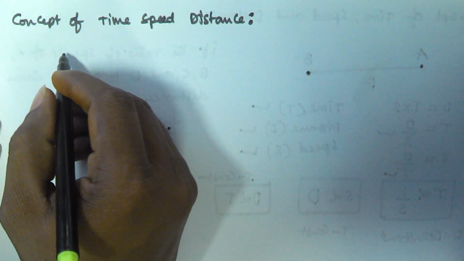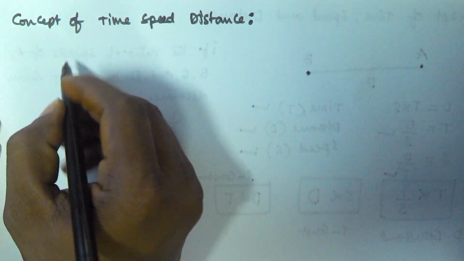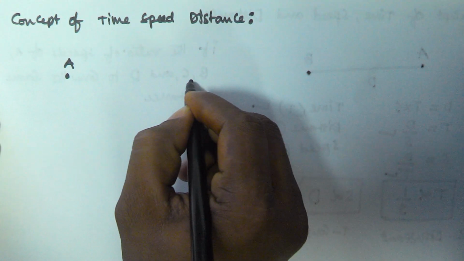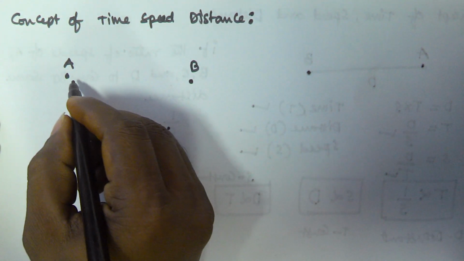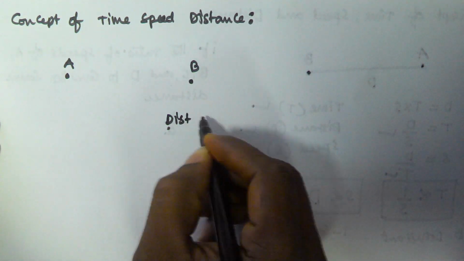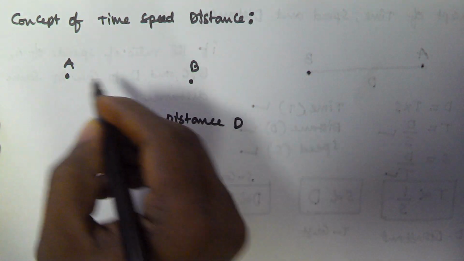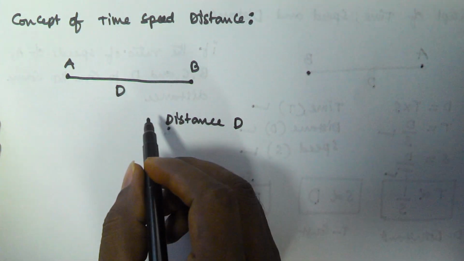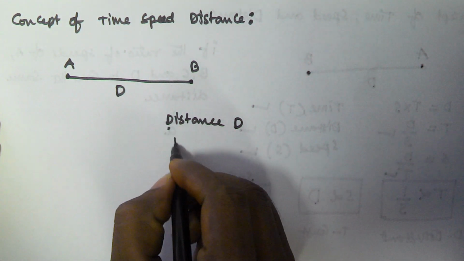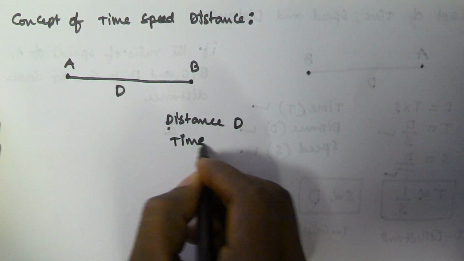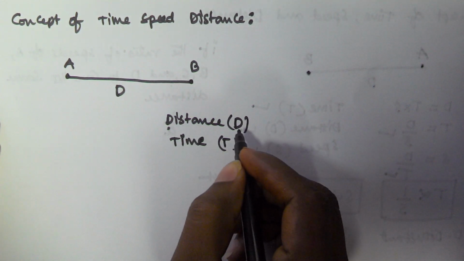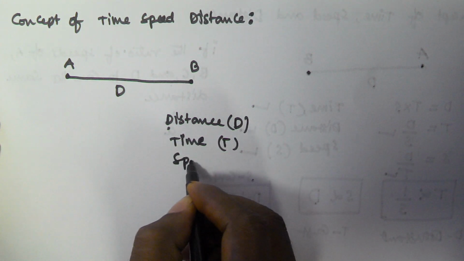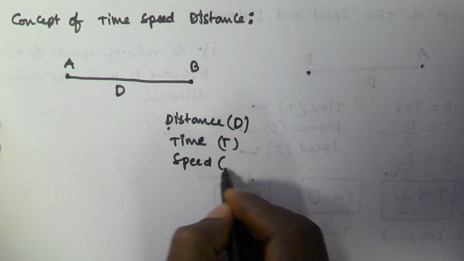For example, when a body moves from point A to another point B which is at a distance D, then it requires some time t to cover the distance, and it needs some speed also. To cover the distance it needs some speed.